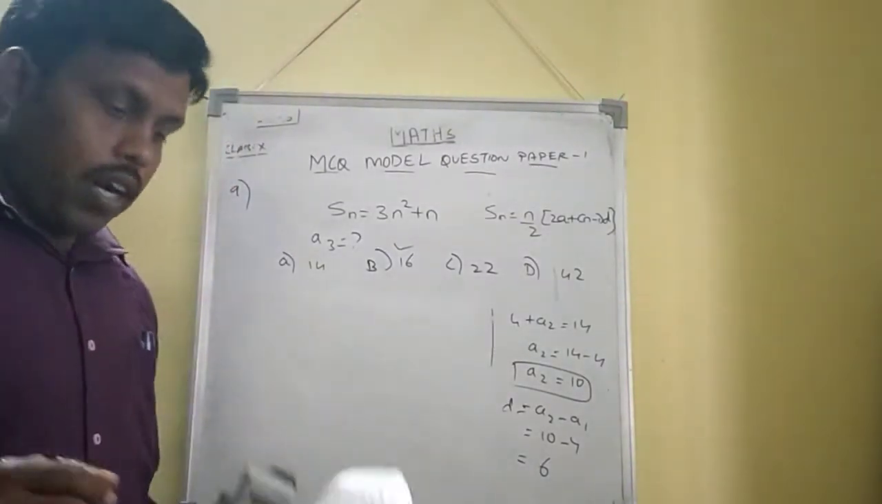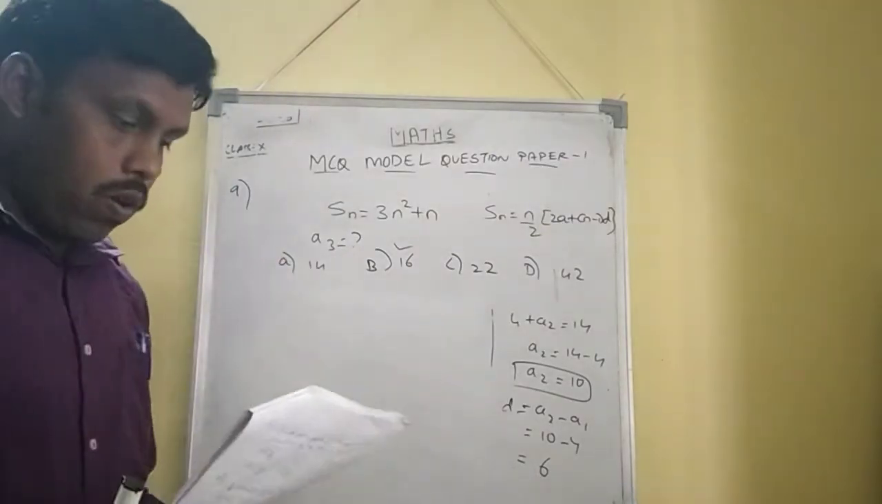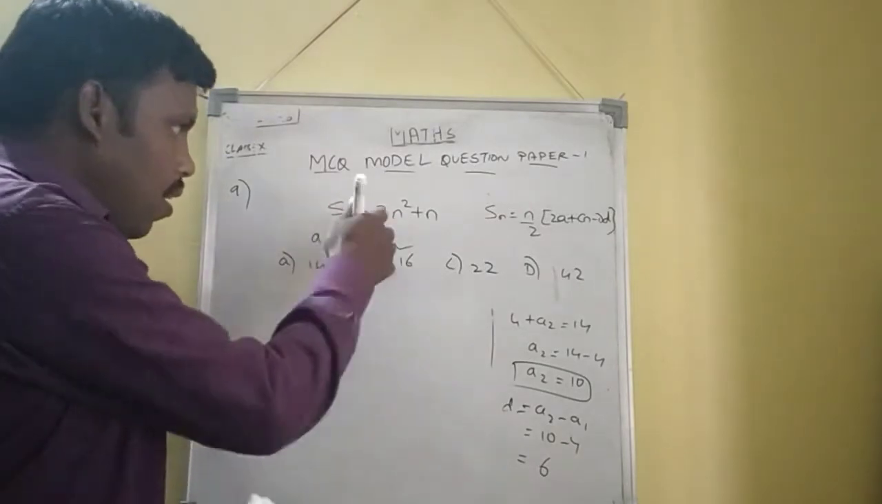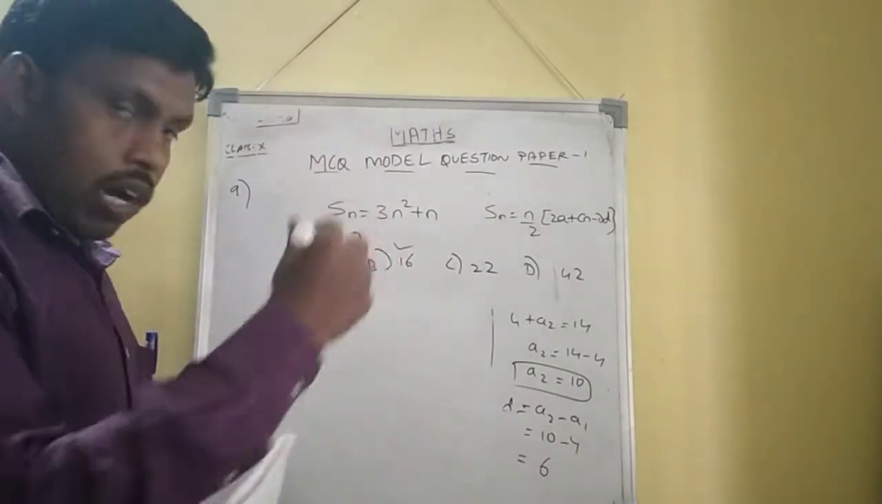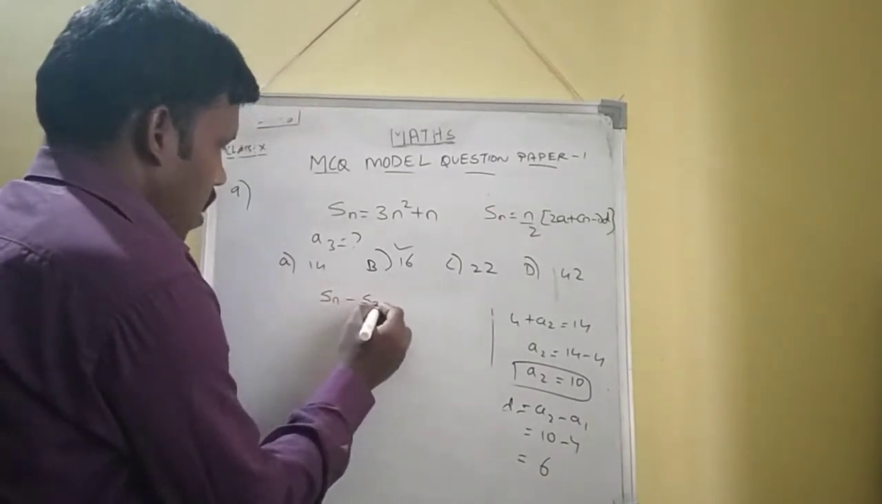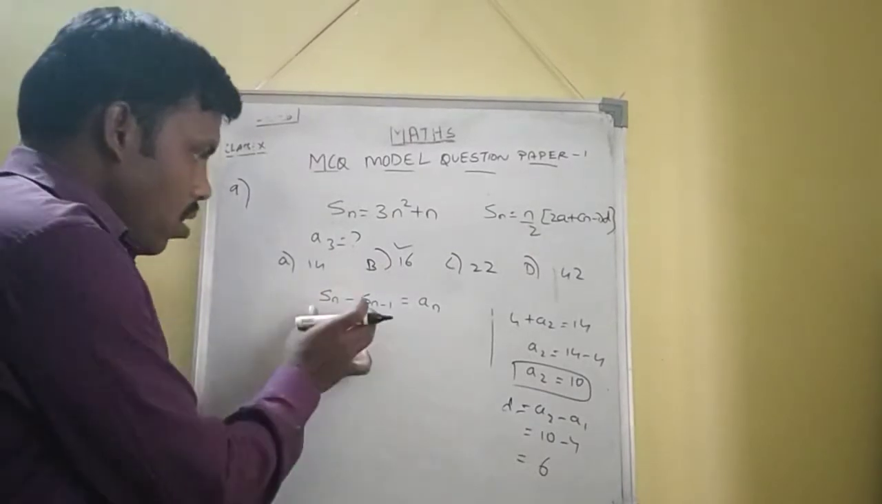Student, a small correction in the ninth problem from the previous video. What is the ninth problem? At last I gave a shortcut to find out the third term here. The formula I actually gave wrong. It is Sn minus S(n-1) is equal to An. So this is a shortcut to find it.